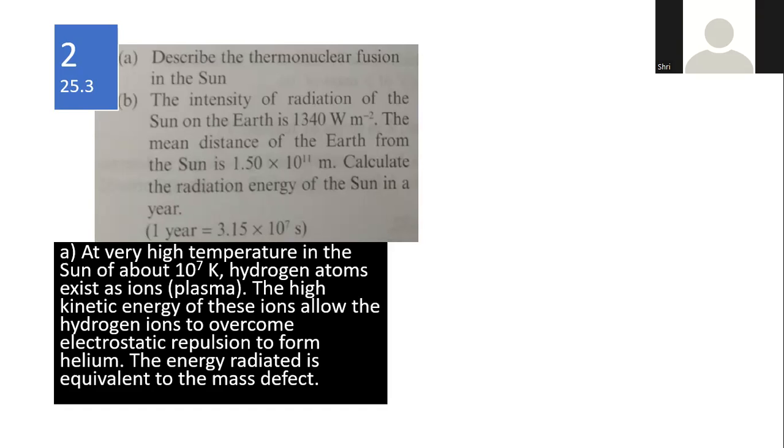The intensity of radiation of the sun on the earth is 1340 watt per meter squared. The mean distance of the earth from the sun is 1.5 times 10 to the power 11 meter. Calculate the radiant energy of the sun in a year. Okay, what should I do? What formula to use? Any idea?